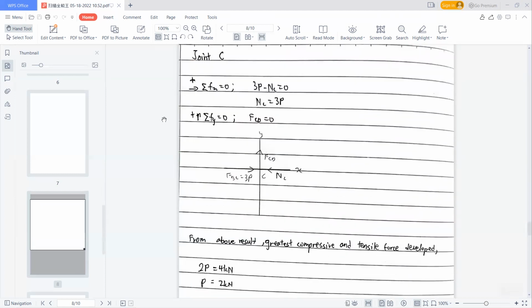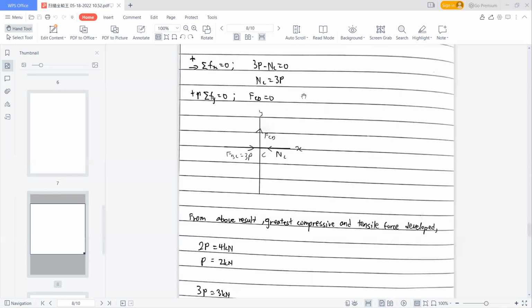So lastly, for joint C, we get that 3P equals NC, so NC is equal to 3P. When sum of Fy is equal to 0, we find the force for CD. The force for CD is equal to 0, as we don't have the value. So why do we know NC is equal to 3P? That is why we know that the force BC is equal to 3P.